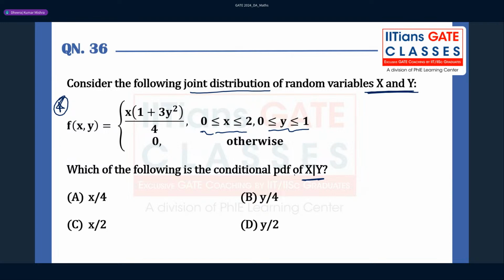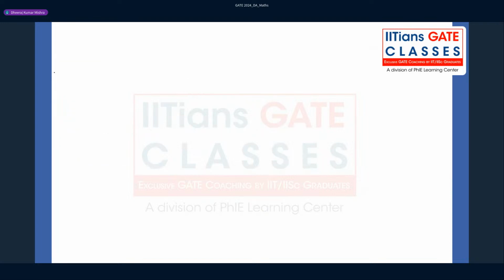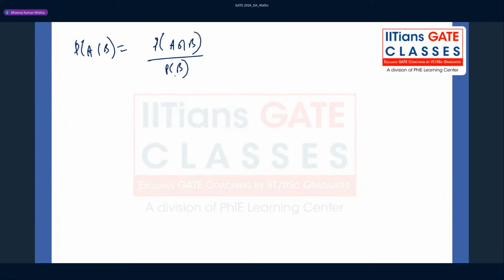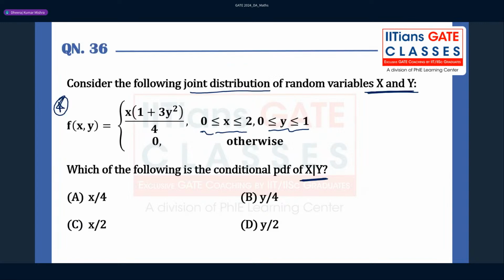What is x given y, guys? Probability of A given B is what? Probability of A intersection B upon probability of B, right? So you have to follow the same procedure here also. Understand? So the conditional PDF you have to find is nothing but this.